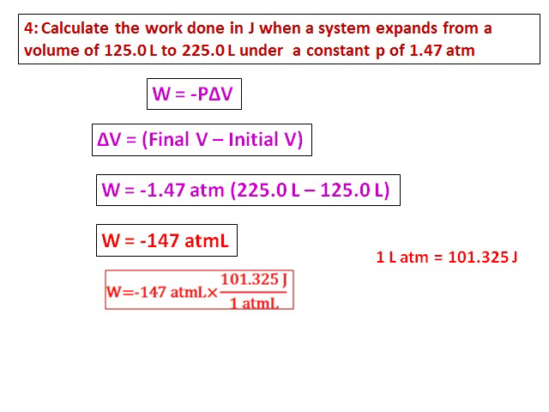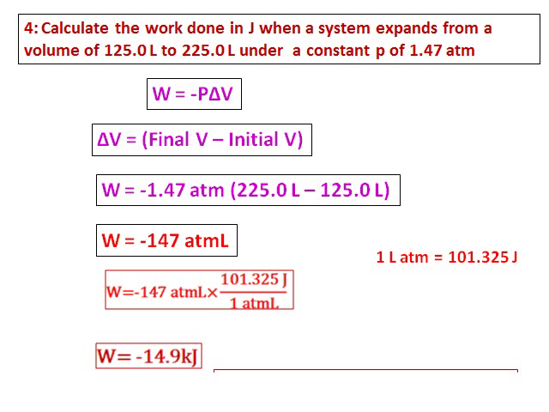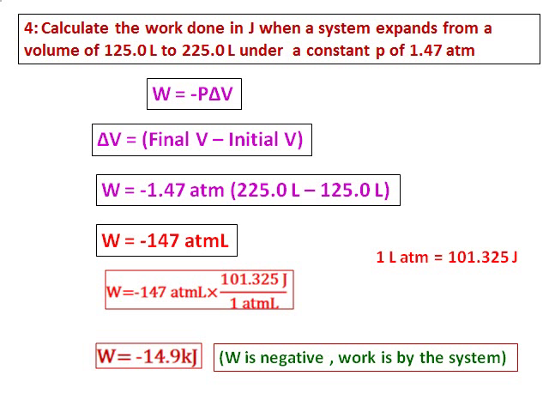And when I calculate the work I get negative 14.9 kJ. And since W is negative, work is done by the system. So expansion, work is always done by the system. Compression, work is always done on the system.